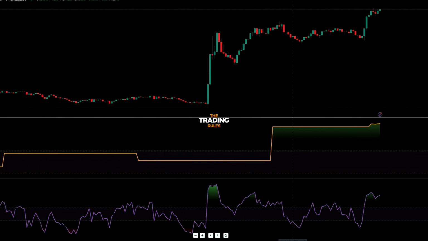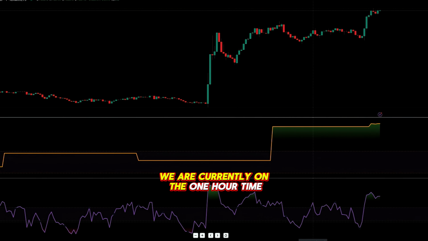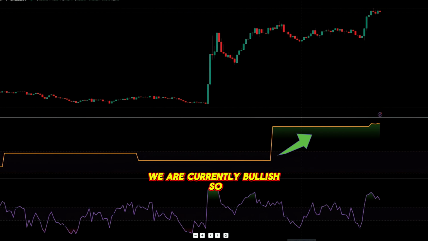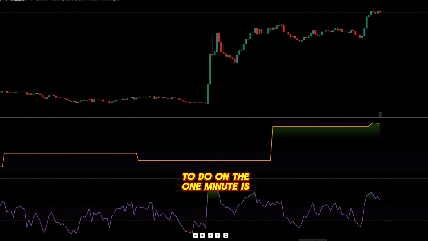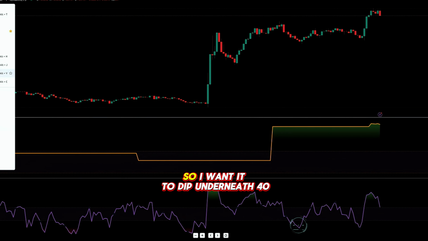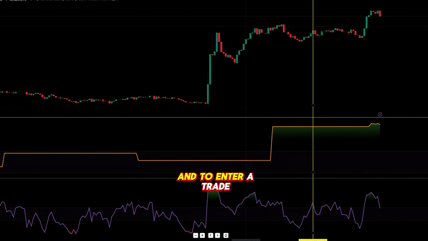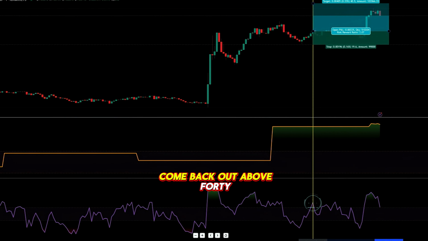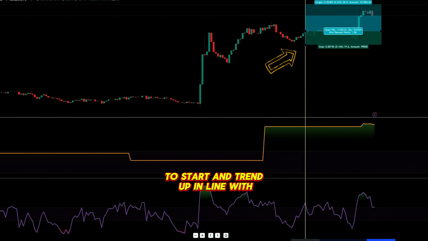All right, so you've got 60 there, you've got 40 there, and on the one above, 60 there, and 40 there. Okay, so let me explain the trade entry. We are currently on the 1 hour time frame. We are currently bullish, so the only thing that we will be looking to do on the 1 minute is we'll be looking to buy. Now, what we look for to go long is for the RSI to go oversold. So I want it to dip underneath 40, and to enter a trade, I'm going to wait for the RSI to come back out above 40 to start and trend up in line with the longer term trend.